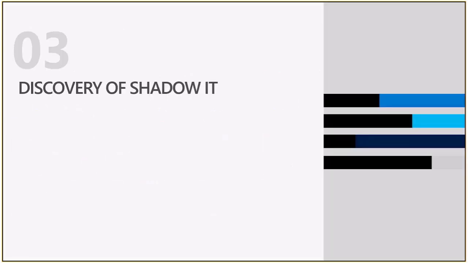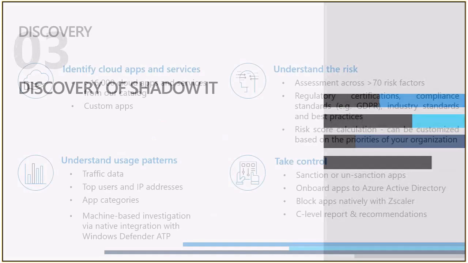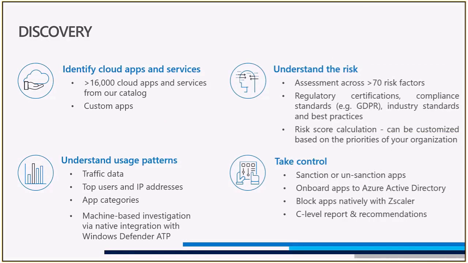And so, getting a little deeper in Cloud App Security, we're going to talk about discovery of shadow IT. The way Cloud App Security works is that it has a catalog of 16,000 cloud applications and services that we keep extending. You can even add custom apps if you know of any that we are not referencing here, or you can let us know and we will reference them.